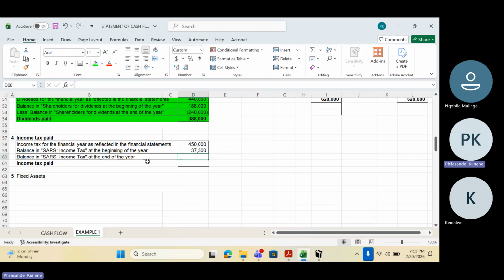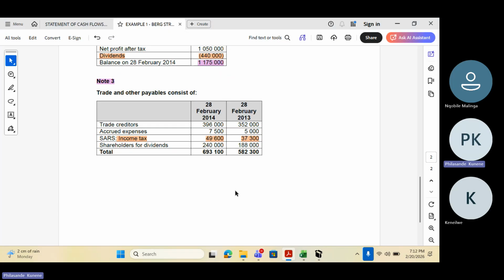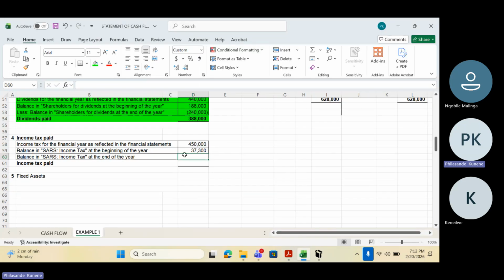37,300 rands. And then the balance in SARS income tax at the end of the year, how much do we have? 49,600 rands. So that is going to be a minus again. We have to say less, this one. Minus 49,600. Okay. The opening balance will be positive, but the closing has to be negative. And then if you calculate these ones, they're going to give us how much?